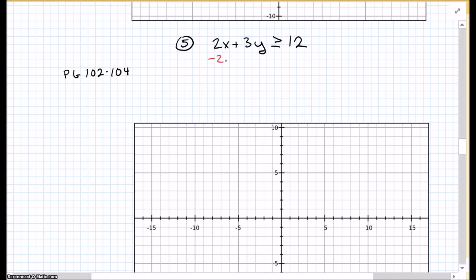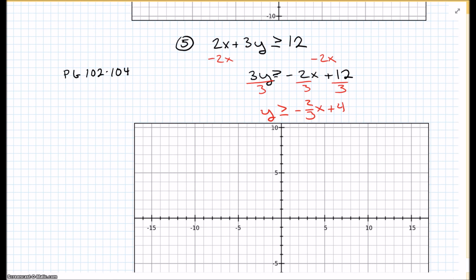So let's subtract 2x from each side. So I'm going to get 3y is greater than or equal to negative 2x plus 12. Now divide each side by 3, or divide each term by 3. So I'm going to get y is greater than or equal to negative 2/3 x, that's my slope, plus 4, that's my y-intercept. So let's plot points.